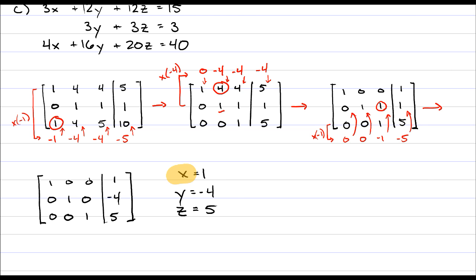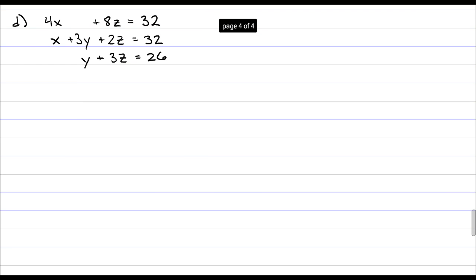Okay, so one more example of this sort. Part D. I need to start by putting it into an augmented matrix. And again, I'm going to do my standard simplifications in this first step. I can divide the first row by 4. So that gives me 1, 0, 2.